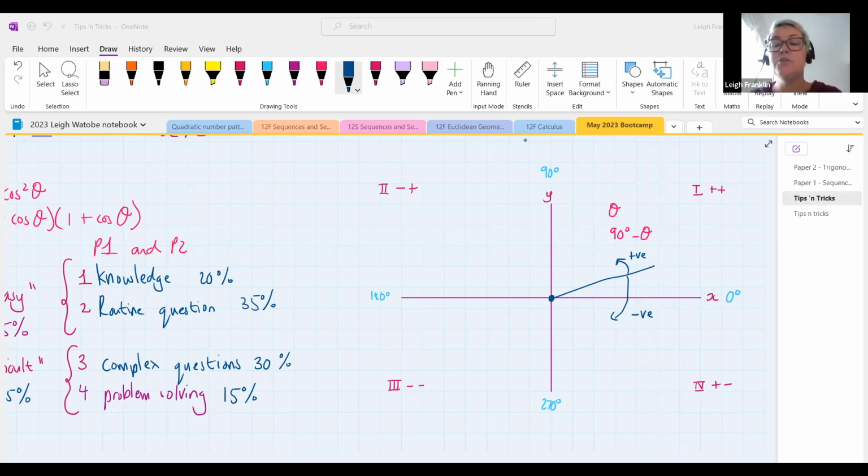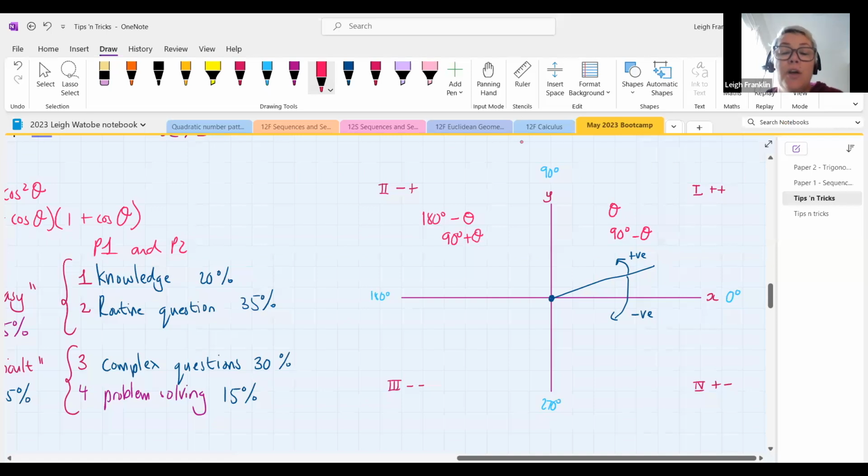All right, so imagine the terminal arm is anchored at the origin. We go 90 degrees in an anti-clockwise direction and theta degrees in the other direction. That is why 90 minus theta is quadrant number 1. In quadrant number 2, we use the reduction formula 180 minus theta because again, our terminal arm is anchored at the origin. We go 180 degrees in an anti-clockwise direction and theta degrees in the other direction. Okay, you can also use 90 plus theta, but I'll talk about those just now.